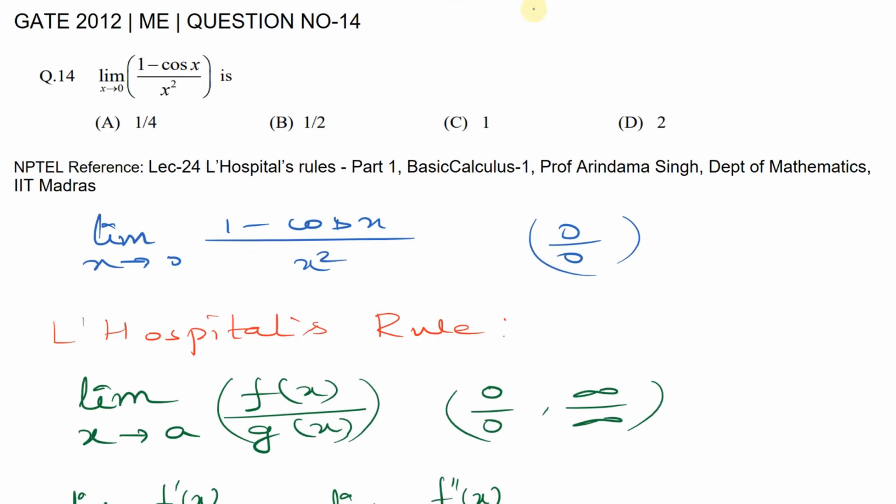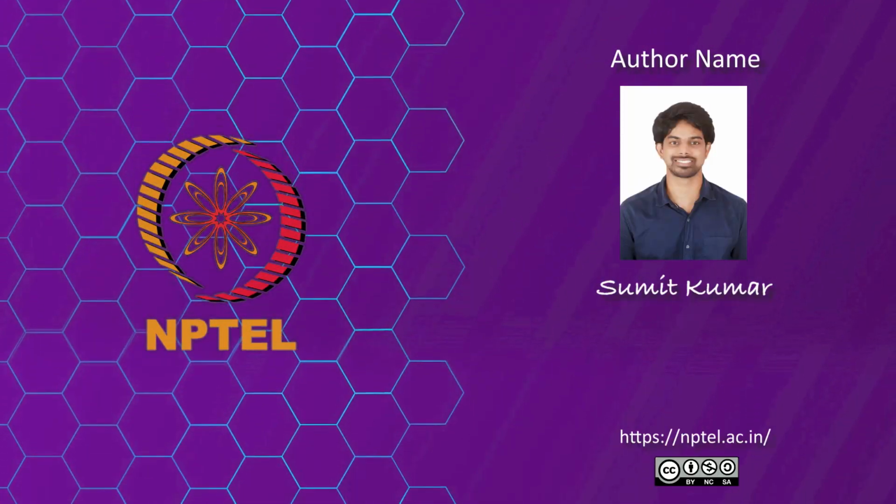Let's go back. So the value of this limit is option B, 1 by 2. For more information, you can refer to NPTEL lecture number 24, L'Hopital's rule, part 1, on basic calculus 1 by Professor Arindam Singh of the Department of Mathematics at IIT Madras.